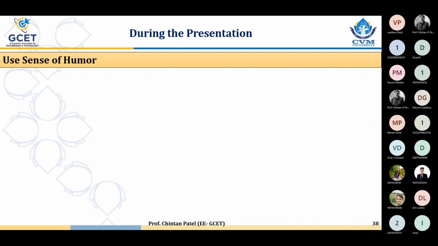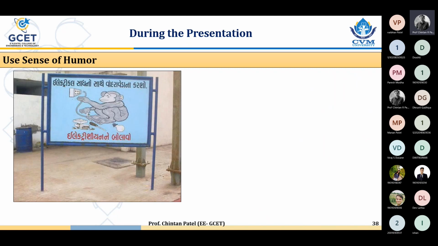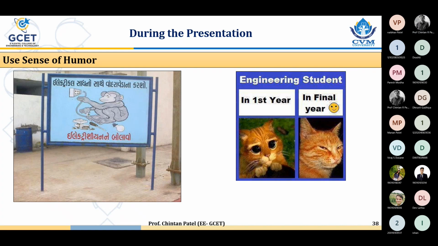Then use of sense of humor. During the presentation, you should use this. For example, if I would like to say, be cautious when operating electrical equipment, instead of writing this sentence, I put this picture that says do not fool around with electrical equipment, call an electrician. This is use of humor. It will convey the message, and at the same time it will make the environment lighter.